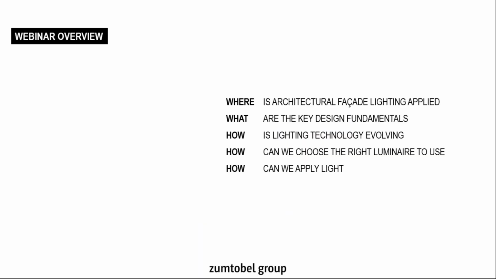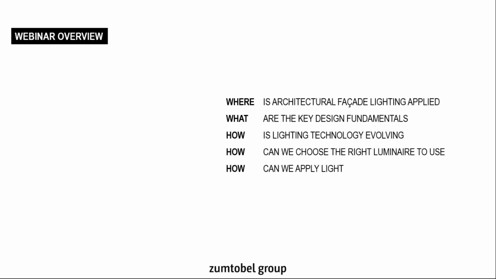So let's focus on this one. Let's look at the content that we're going to look at today. We're looking at the where, the what, the how, and the why in terms of architectural lighting. Where is it used? How do we use architectural facade lighting? What does it give to a place, to a space? What are those key design fundamentals? And by that, I just mean, before we're even putting pen to paper, we're meeting our clients. What should we be thinking about? How do we take this forwards?